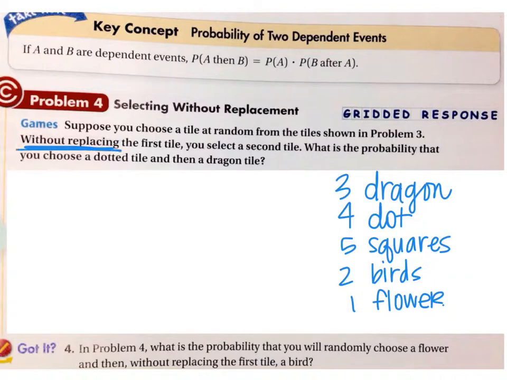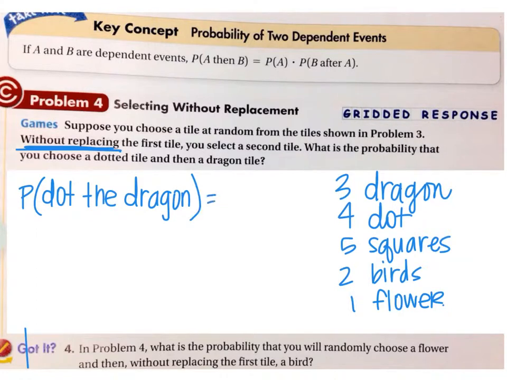They're going to be very specific about these questions, so you have to really watch the wording. When you see without replacement, that is a dependent event, and I need to find out the probability that I choose a dotted tile and then a dragon tile. The probability of a dotted tile, that part's going to be easy. I'm trying to find the probability of a dotted, then dragon.